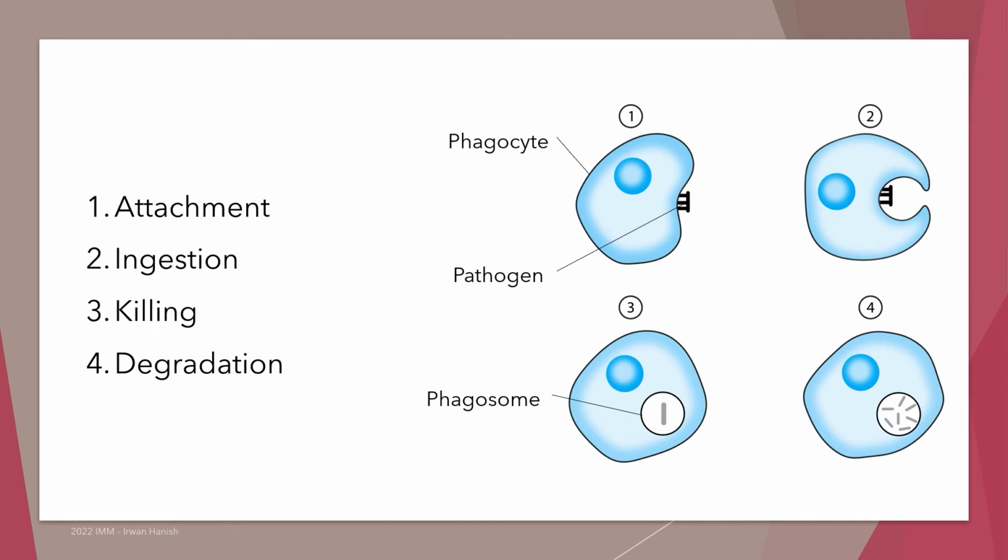Number 1 is attachment, where they make the pathogen bind to them. Number 2 is ingestion, where the phagocytes engulf the pathogen. Number 3 is killing, where the phagocytes detonate the bomb that we talked about. And number 4 is degradation, where the phagocytes break down the pathogen into cellular pieces.